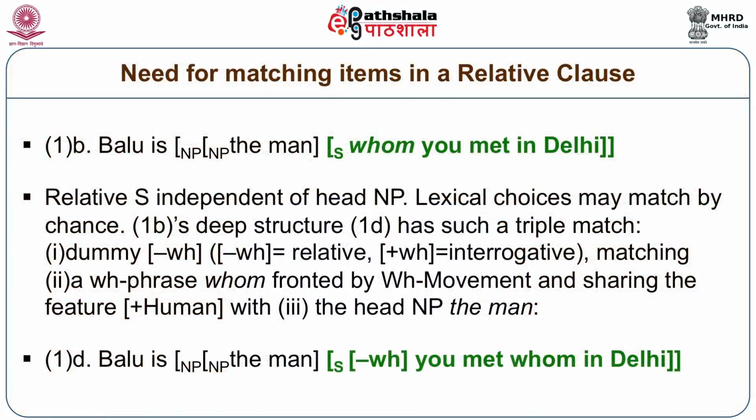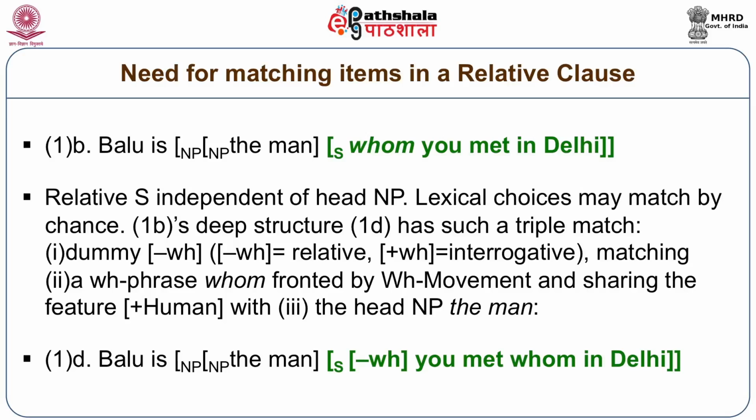Let us now give examples of the relative and interrogative constructions. So you get whom did you meet in Delhi, question mark, that's an interrogative sentence with a question word who. And Balu is the man whom you met in Delhi, where whom is a relative clause that takes the man as its antecedent. Consequently, whom you met in Delhi in that example is a relative clause, not a question.